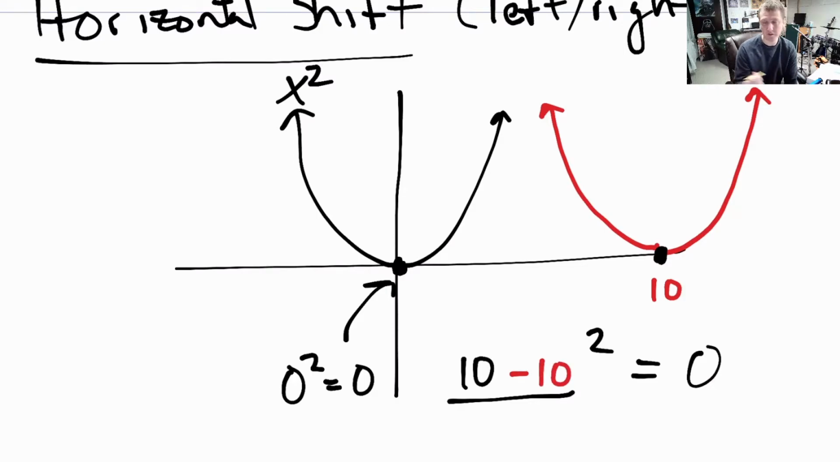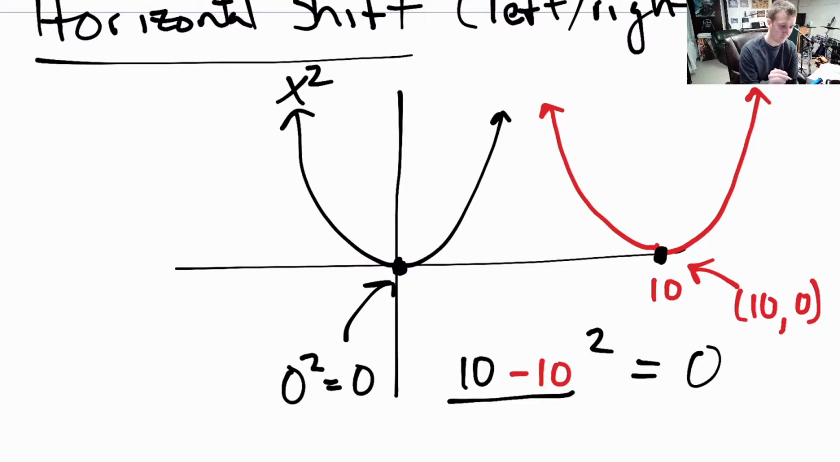The amount that we shifted it over. We plug in 10, we subtract 10, square it, and get 0, which gives us that first point here, 10, comma 0. We plugged in 10, we got a height of 0.